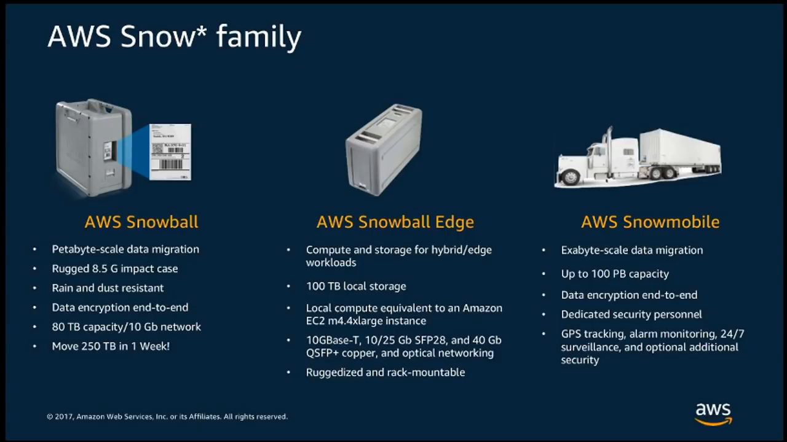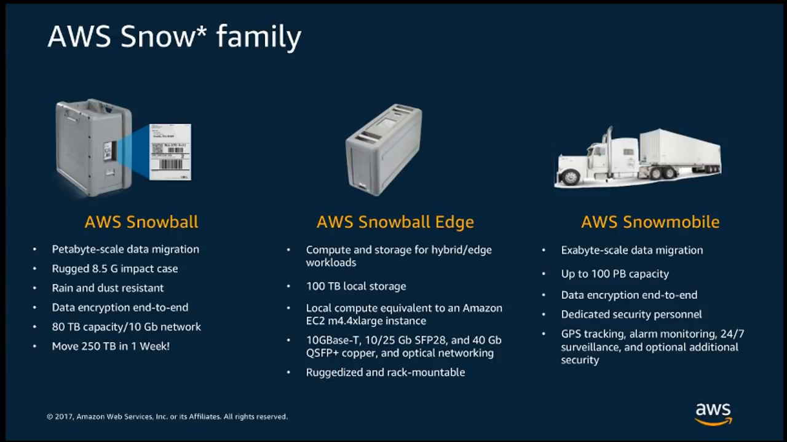And then on the far right of the slide, we have the Snowmobile. This is our 100 petabyte device. It's actually a tractor trailer. When you order the Snowmobile, we'll drive it to your data center, you plug it in, you fill it up with data up to 100 petabytes, and then we'll drive it back and we'll move all of that data into your S3 environment inside of AWS.